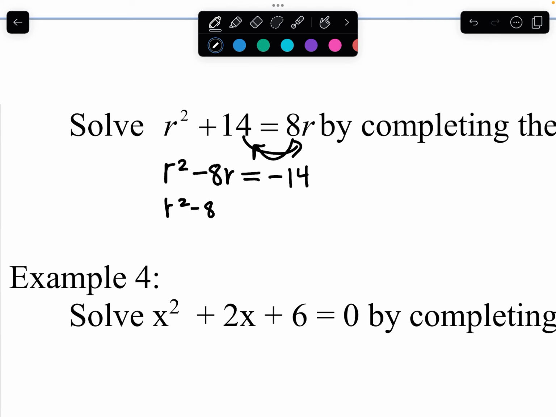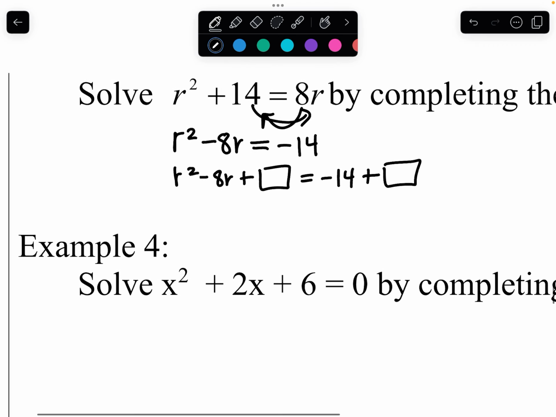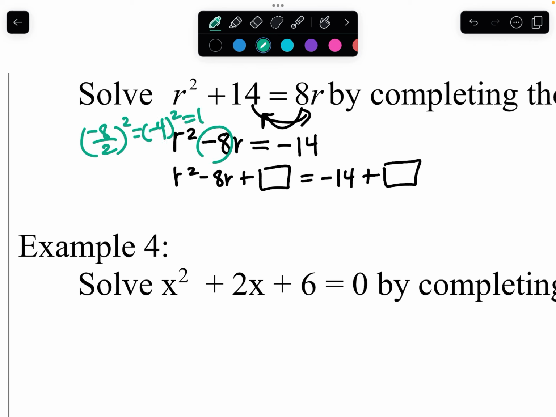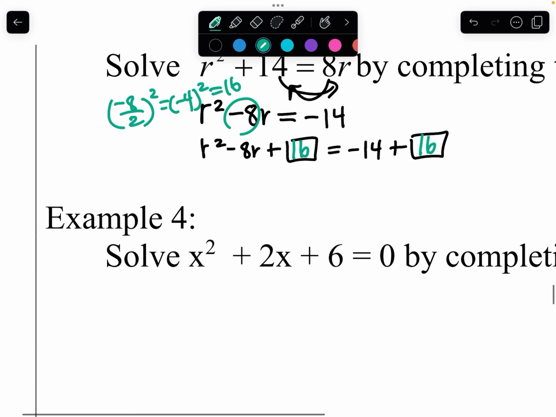And so now we can add in our boxes, both sides, keep it balanced. And then half of b this time would be negative 8 over 2, which is negative 4. And then we square that, it's positive 16. So 16 goes in that box. And then the left side factors to r minus 4 squared, half the b value. And then the right side, negative 14 plus 16 is 2.